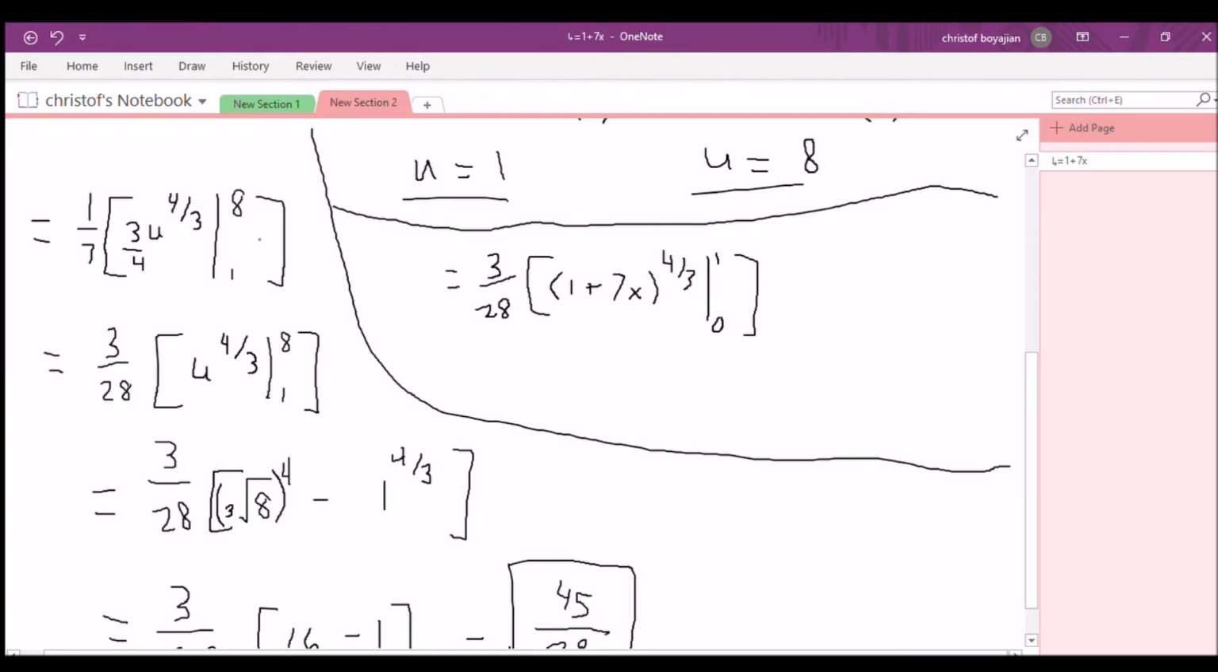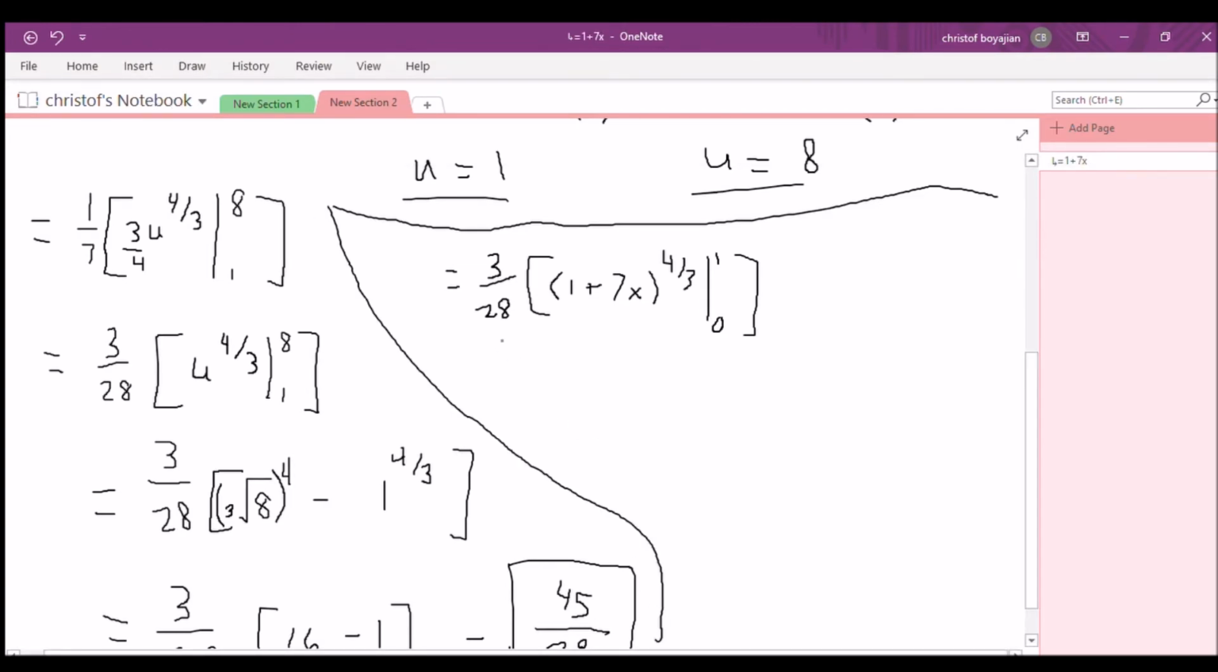All right, let's go ahead and evaluate this. And let me draw it like this so we can have room to evaluate this. All right, so how do we do this? We can still have our fraction out here. Now when x is equal to 1, it's going to be 1 plus 7, so that's 8 to the 4/3. Minus, if we plug in 0 here, it's going to be 1 plus 0, so 1 to the 4/3.